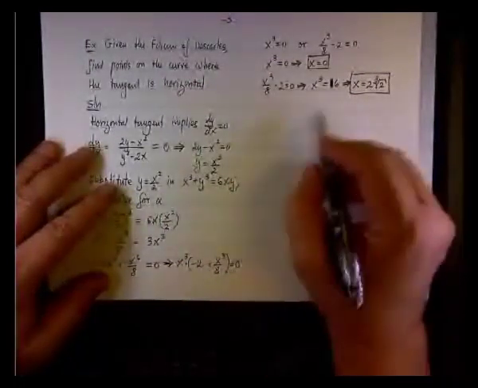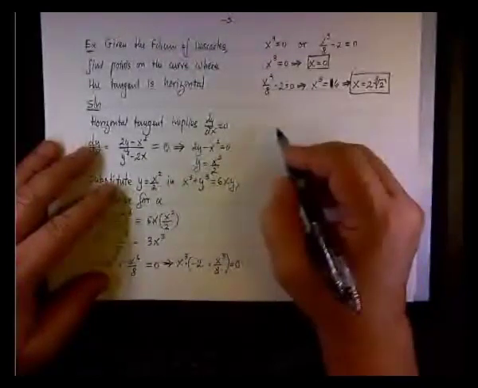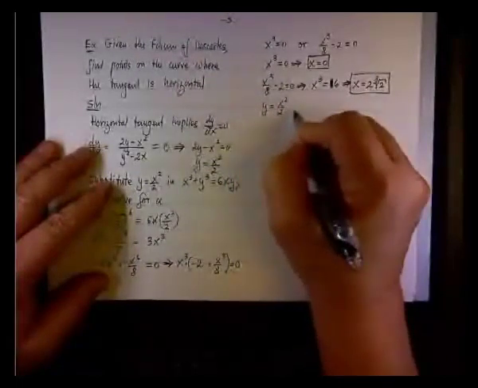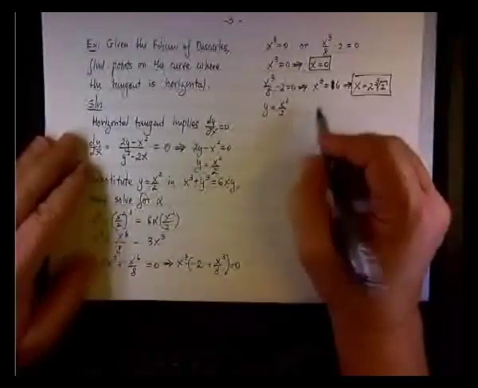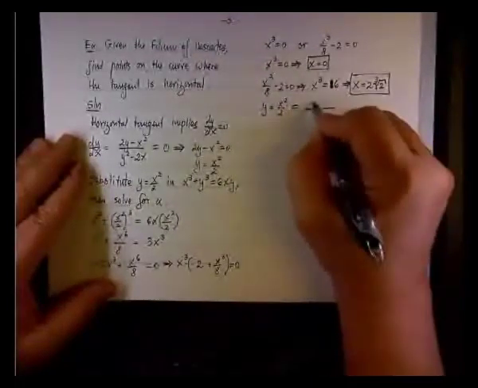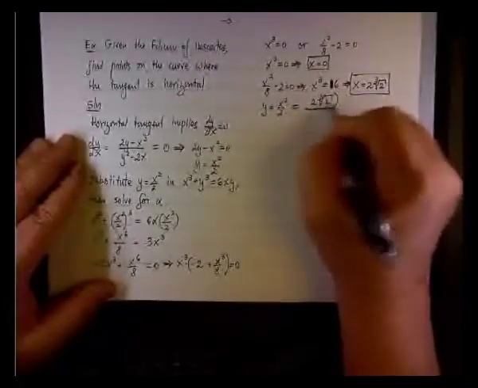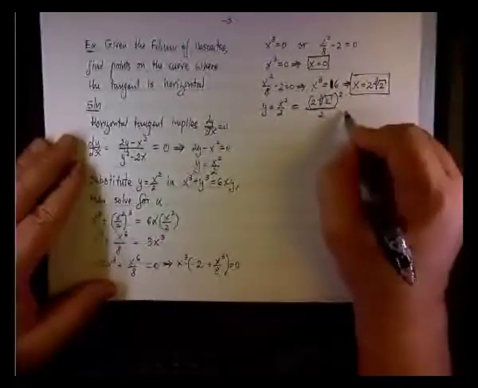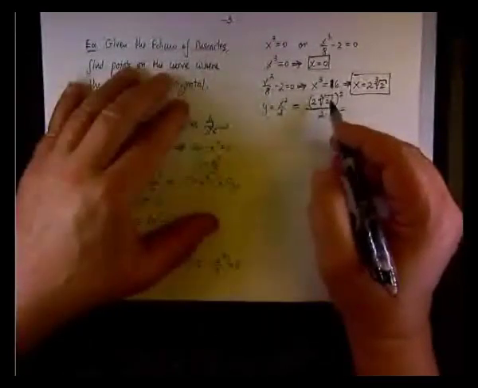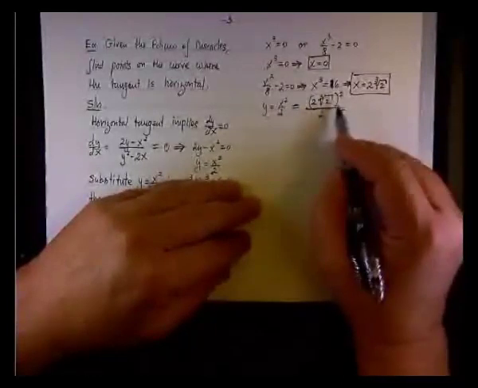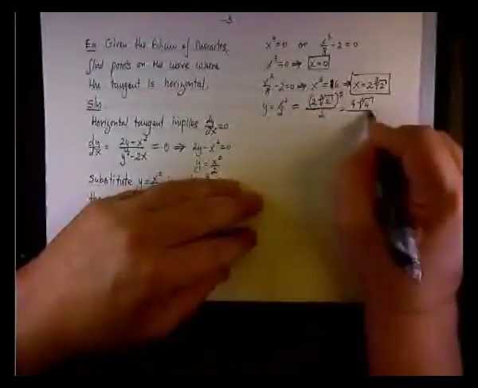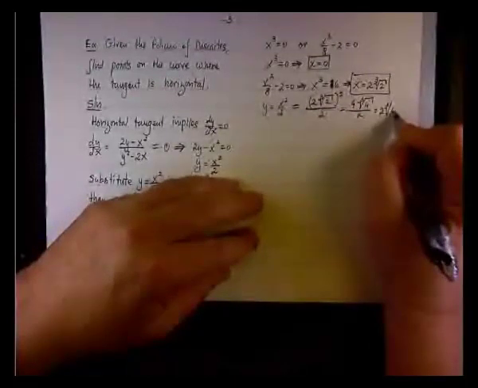Now, what about y? If x equals this, then what about y equals x squared over 2? That's a little bit tougher, but if you work it out, you'll have 2 cube root of 2 squared over 2. You square either one, so you have 4 cube root of 4 over 2, or you end up having 2 cube root of 4.